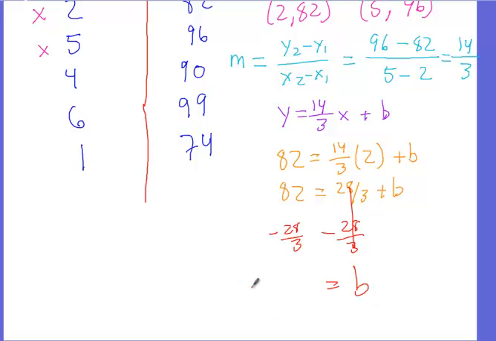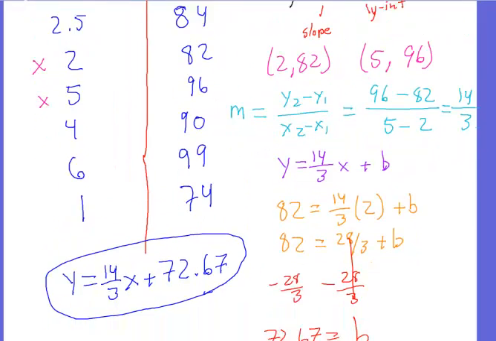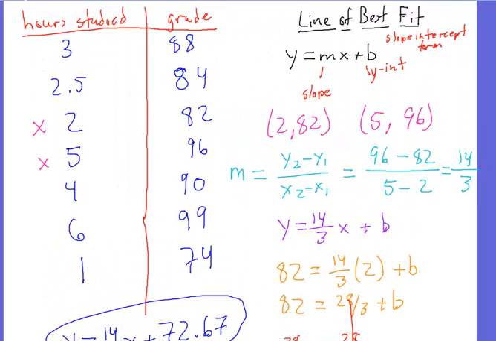It comes out to 218 over 3, or roughly 72.67. Okay, so using our slope and y-intercept, we know that our line of best fit is y equals 14 over 3x plus 72.67. Okay, this is our line of best fit. We can use this line to estimate data for this certain scenario.